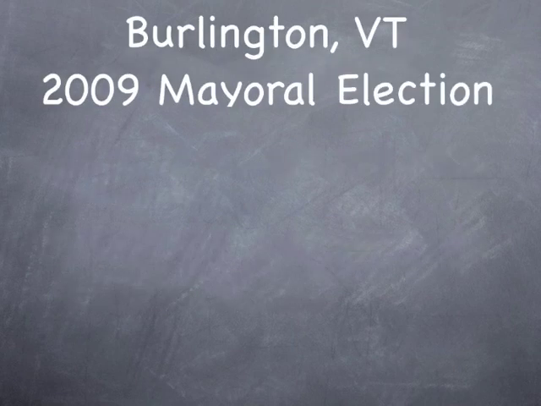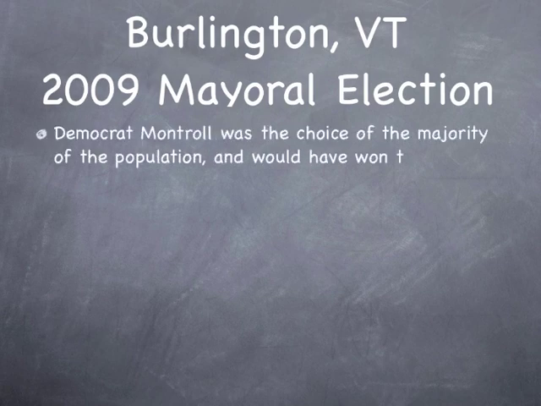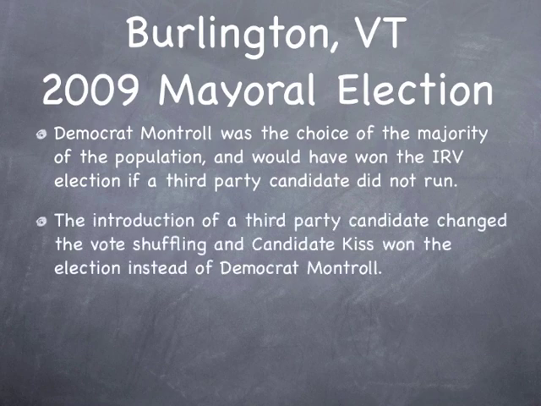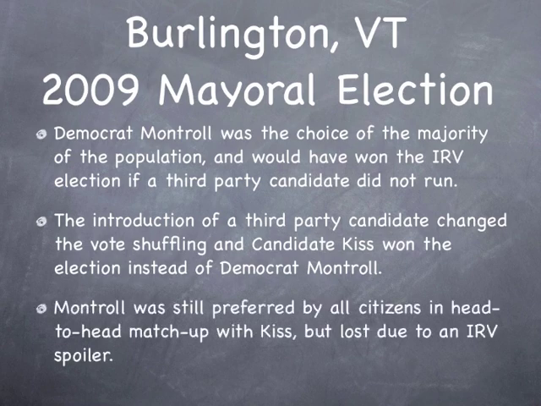In fact, the IRV spoiler problem showed itself in the Burlington, Vermont mayoral election. Democrat Montroll was the choice of the majority of the population and would have won the IRV election if a third-party candidate did not run. The introduction of a third-party candidate changed the vote shuffling, and candidate Kiss won the election instead of Democrat Montroll. Montroll was still preferred by all citizens in a head-to-head matchup with Kiss, but lost due to an IRV spoiler.